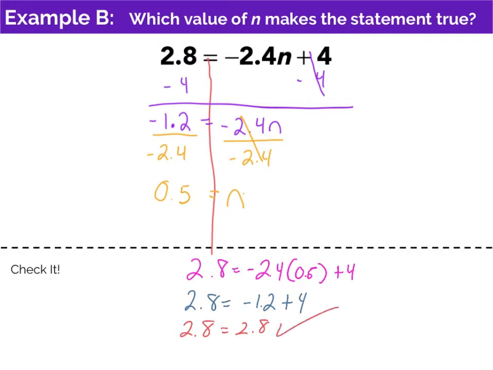Yes, it does. So I know that I've done it correctly, and my final answer is n equals 0.5. Now let's take a look at example C.